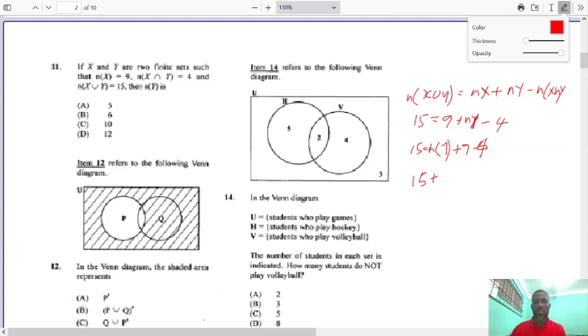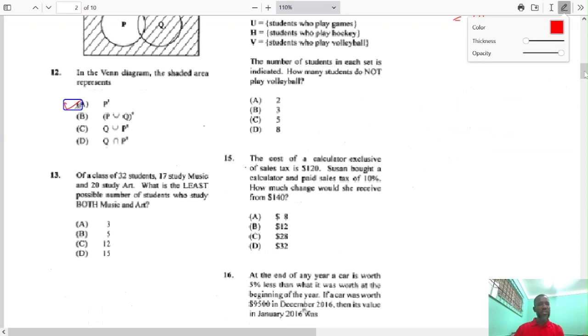So now we're looking at question 13. It says in a class of 32 students, 17 study music, 20 study art. What is the least possible number of students who study both? So again, we apply the same concept that we learned earlier.